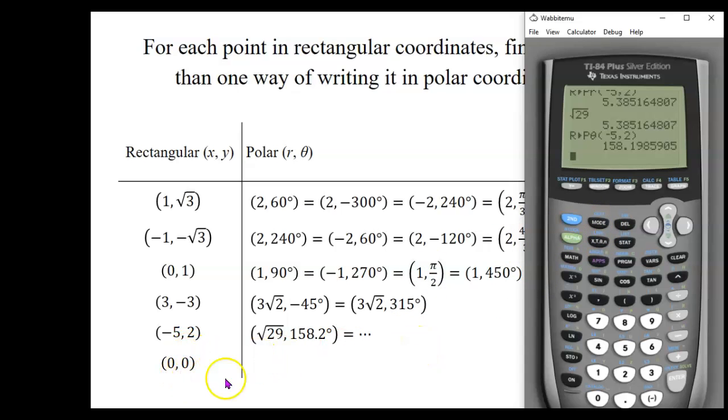And what about the point 0, 0? Well, I didn't put down anything, but the point whose rectangular coordinates are 0, 0, that is the origin or the pole. So for polar coordinates, we can write 0 anything. We can write 0, 0, we can write 0 pi, 0 pi over 2, 0 whatever.